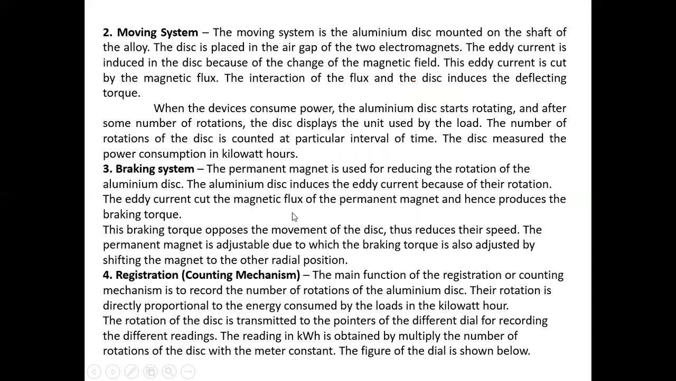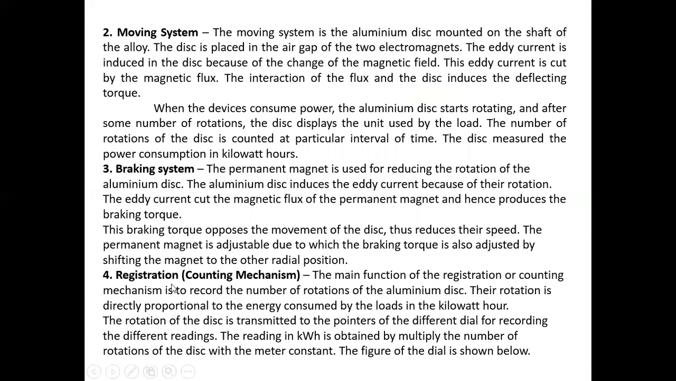Next one, the last one, is the registration system. The main function of the registration or counting mechanism is to record the number of rotations of the aluminum disc. Its rotation is directly proportional to the energy consumed by the load in kilowatt hour.